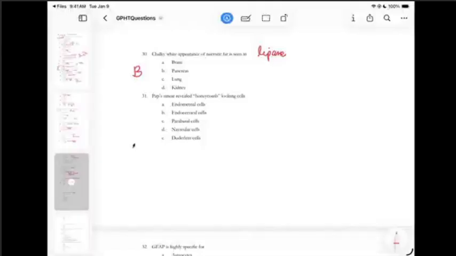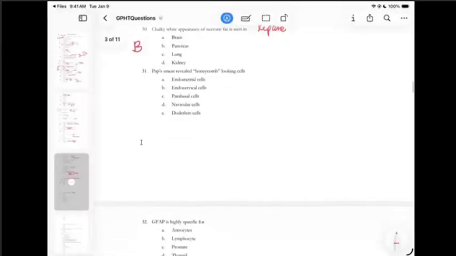Okay, so the pancreas. In the brain, usually that's liquefactive. Liquefactive naman sa brain. But chalky white appearance, we encounter that in the pancreas. Number 30, letter B. 31, pap smear revealed honeycomb-looking cells.